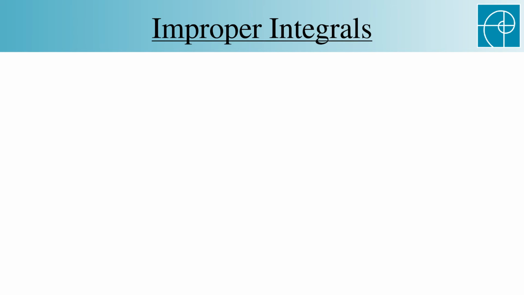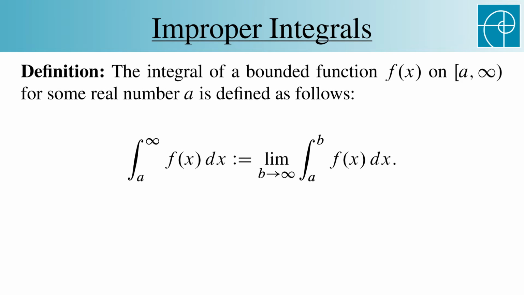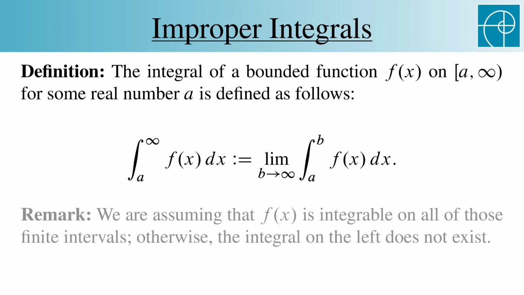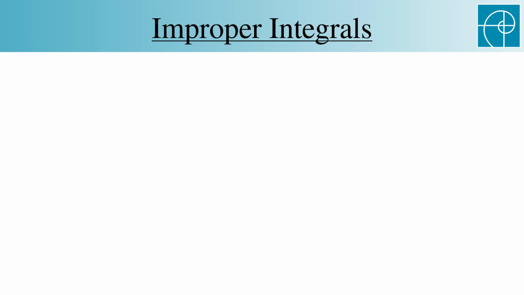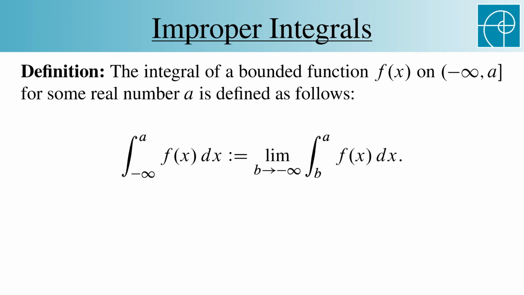We don't want to stop at any fixed number, though, since we want to go to infinity, and that's exactly what we'll do. We define the integral of a bounded function f(x) on the interval from a to infinity as the limit, as b approaches infinity, of the integral from a to b. Note that we're assuming that f(x) is integrable on all of those finite intervals, otherwise the integral on the left doesn't exist. Similarly, we define the integral from negative infinity to a to be this limit.